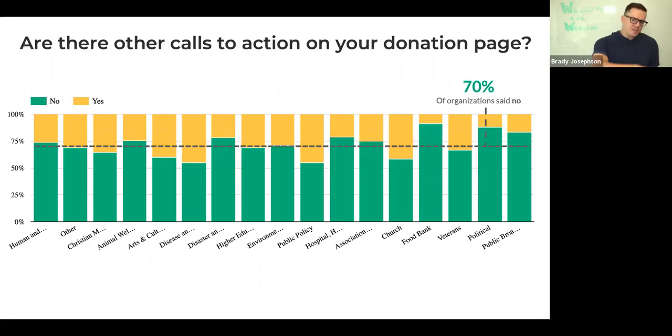Even worse than kind of the innocuous distractions is specific calls to action to do something else other than donate, which about 30% of organizations in this study did. Now, food banks, according to this study, did a very good job of not doing that. And here's what that can look like.